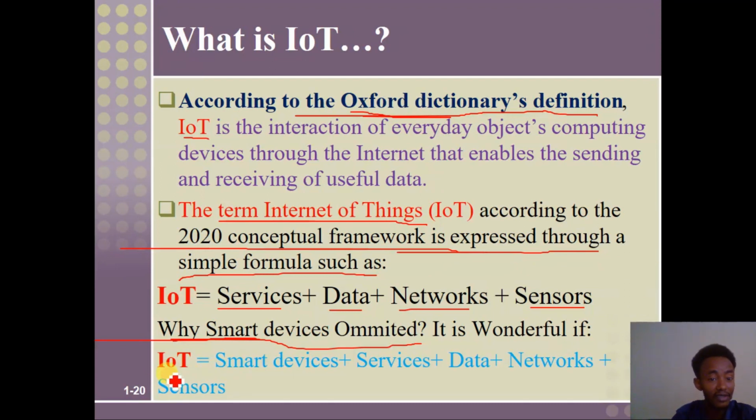I have defined the Internet of Things. This is my definition, given by modifying this one. The Internet of Things is a combination of smart devices and smart services, along with the data, network, and sensors. Smart devices are capable of providing smart services by using data from the environment, by communicating over the network, and by collecting data from the environment. This is a wonderful definition I have given by modifying the 2020 conceptual framework definition of the IoT.